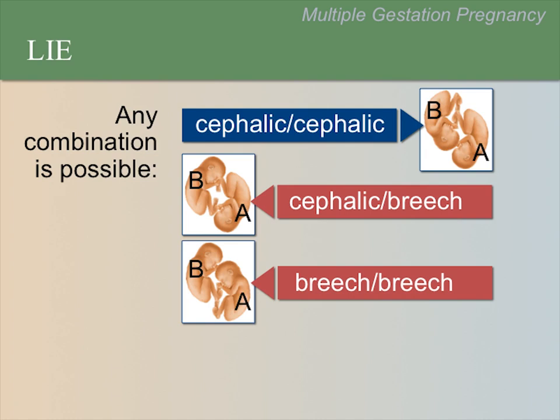The lowest or presenting twin is usually called twin A, and the other twin called twin B. Here we have labeled twin A and twin B in the illustrations. It is useful to have a system for naming the twins when performing ultrasound because certain ultrasound features or abnormalities might only refer to one specific twin.